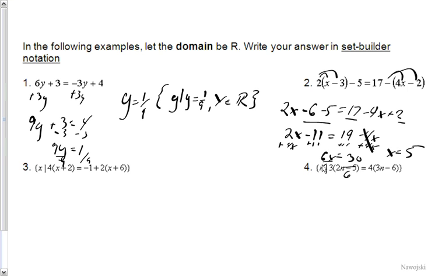Okay. It said write it in set builder notation, so let's do that. And the final answer, I'm just going to write it up here in the top right, is x such that x equals 5. And again, we're restricted to the real numbers, which is pretty standard for us. We like to work in the real numbers.